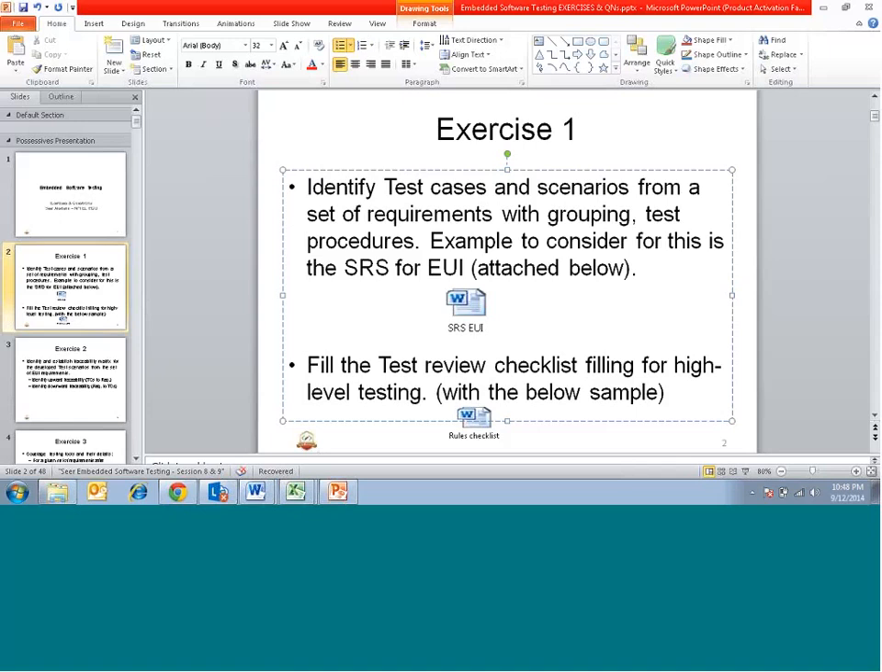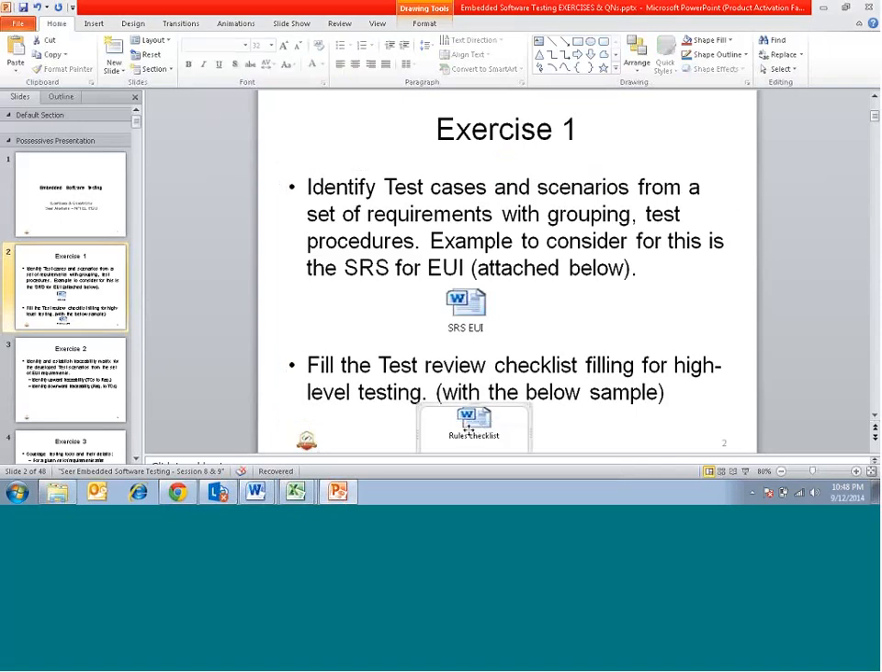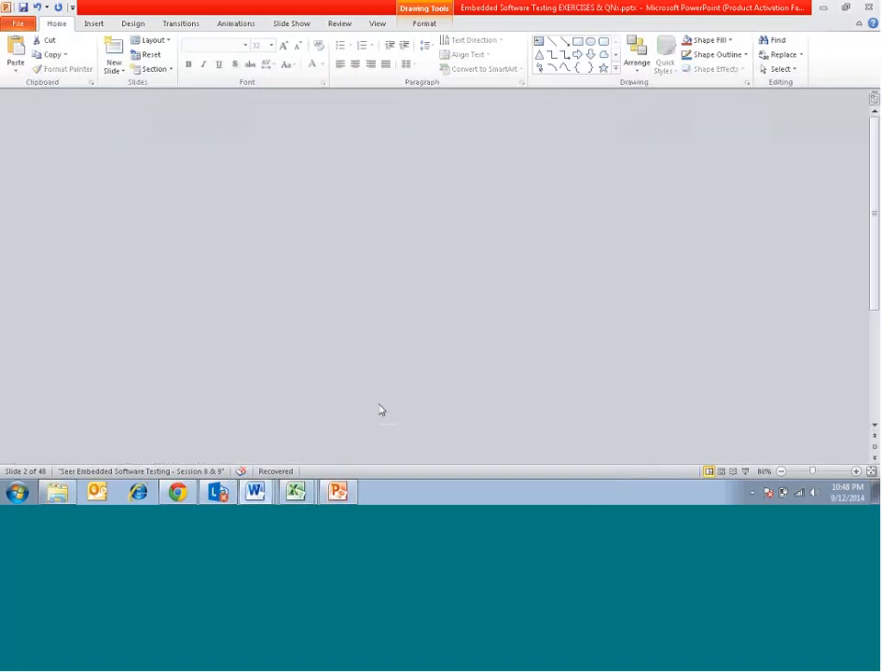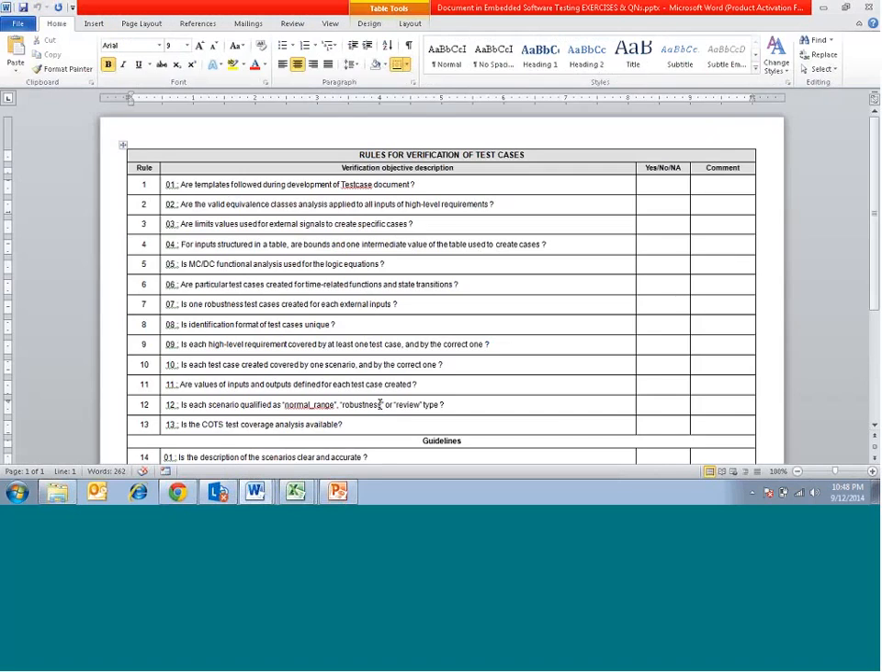Now having done this, we need to understand the checklist. Usually this will be a gating criteria for a particular test plan or test cases, to make sure that the rules of the particular verification of the test cases are adhering to the requirement or as per the need. That is what we are going to do. Okay.